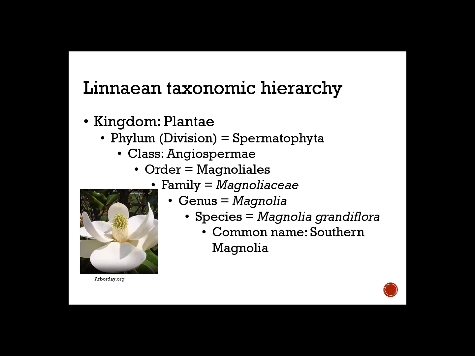So here we have our hierarchy. We've got our kingdom, our phylum. It's an angiosperm. Here's our order. The family is Magnoliaceae. Genus is Magnolia. Species is Magnolia grandiflora. And the common name is Southern Magnolia. And those of you taking Plant ID will be learning this plant this quarter.